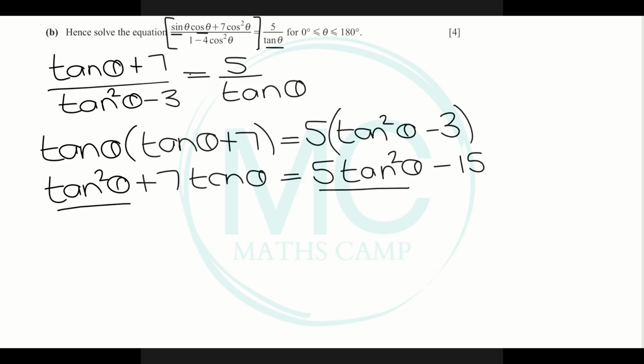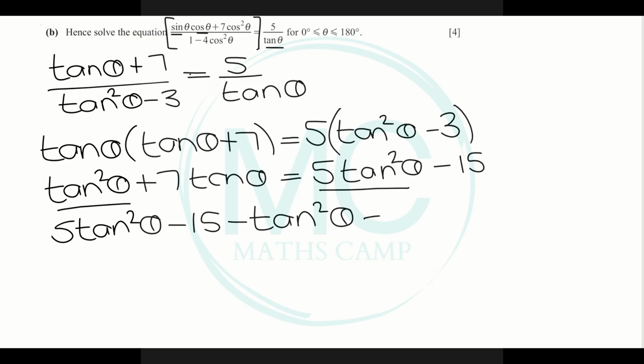So let's move all of our terms to the right. So I'm going to have 5 tan squared theta minus 15. Move tan squared, I get minus tan squared theta minus 7 tan theta. And this is now equal to 0. Now we can add like terms.